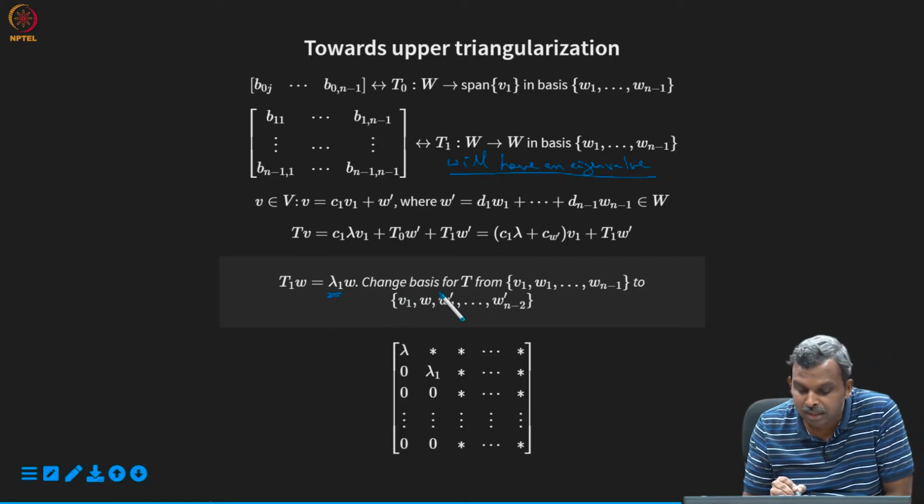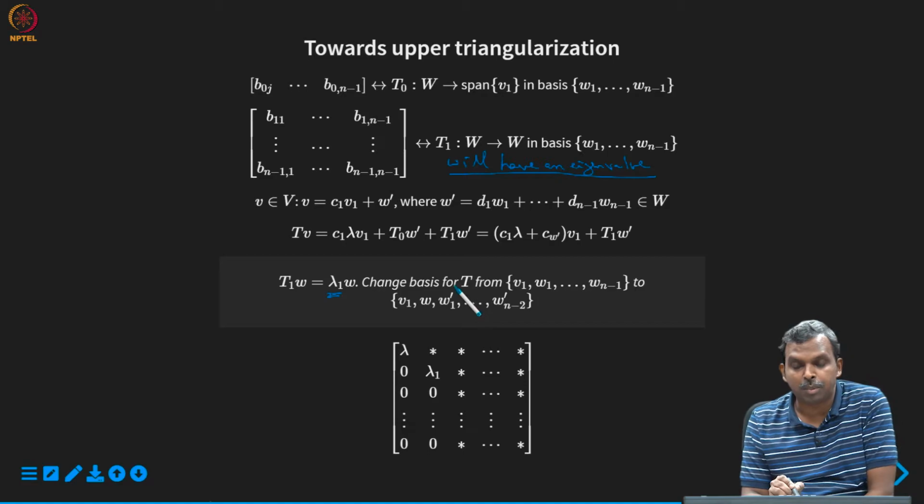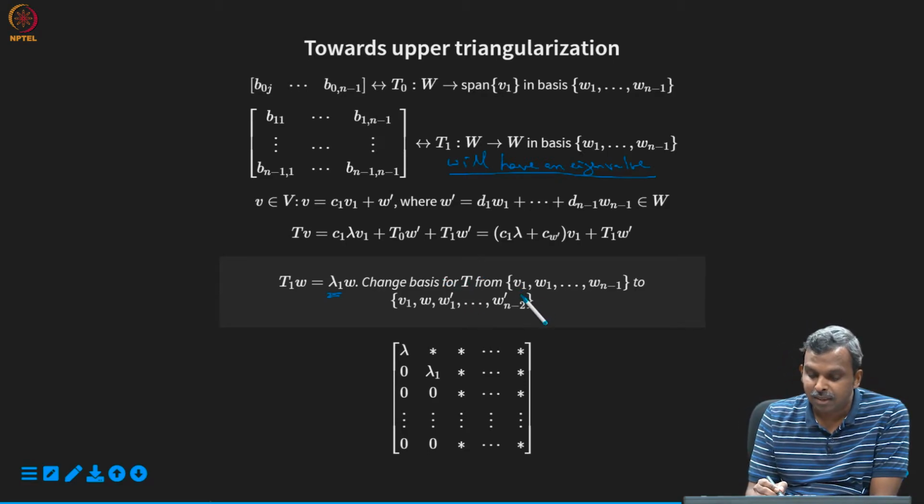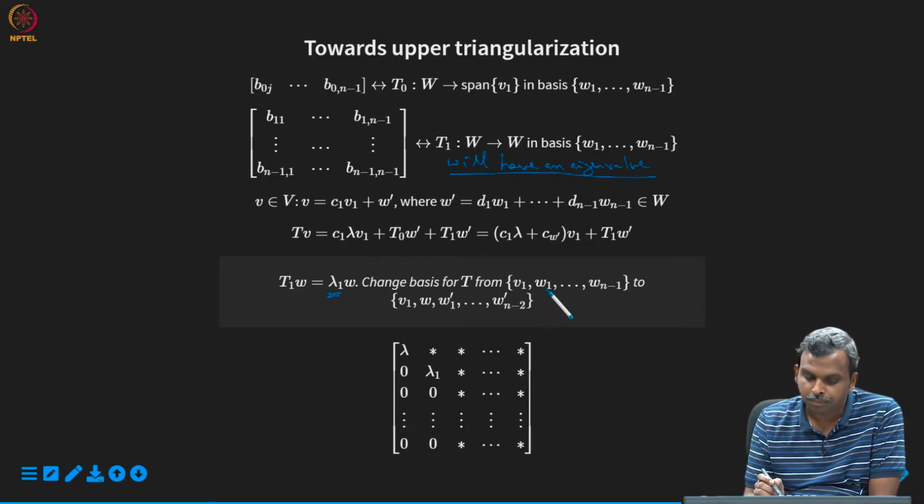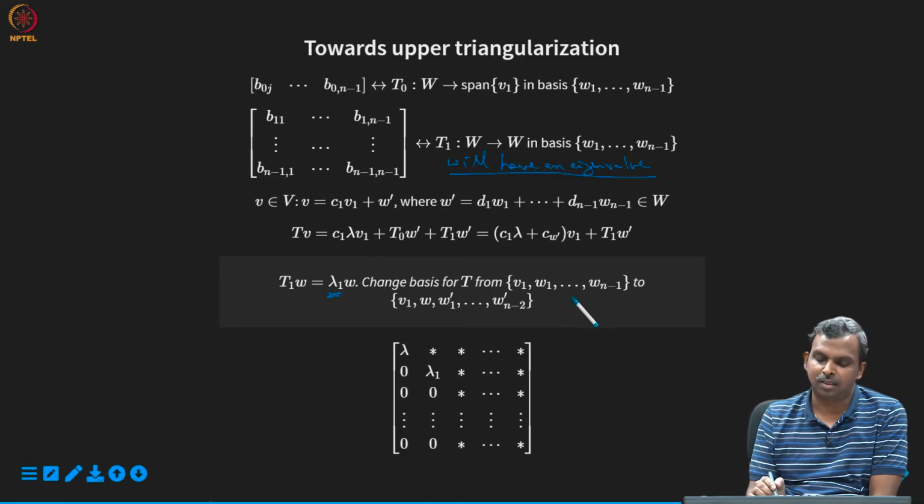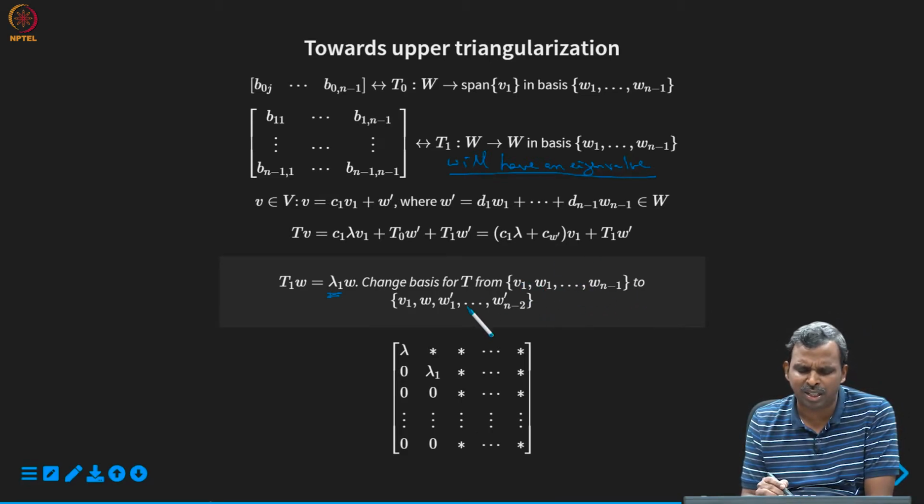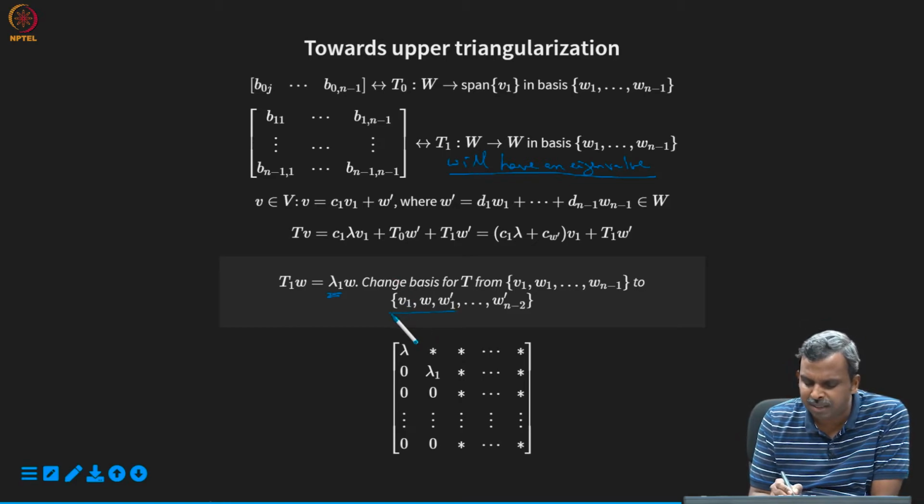So notice what is the change of basis that I am going to do now. Previously I was in the standard basis, some basis. I went to this basis V1, W1, through Wn minus 1. But I don't need to go from here to here. Basically I need to change basis to this one. Forget about the from, it's not so crucial. You can think of it like that, but it's not so crucial actually, in my opinion. You can forget about it.